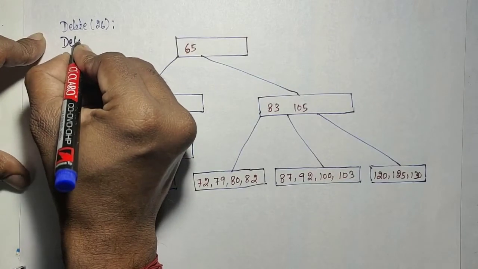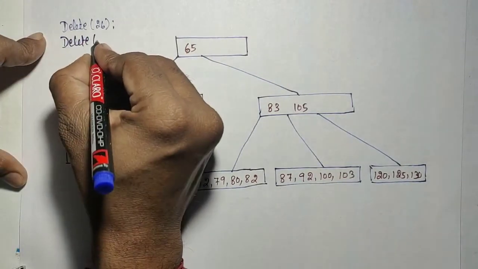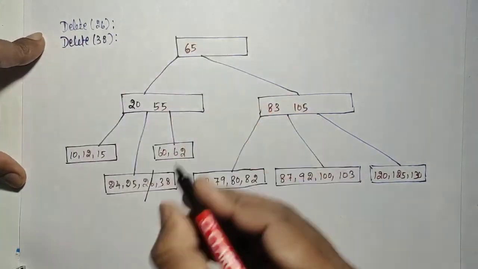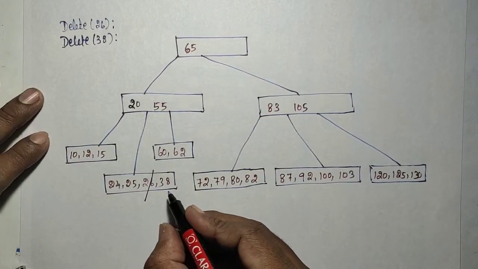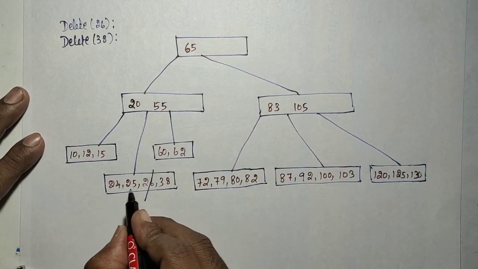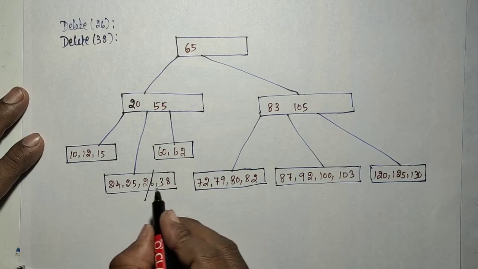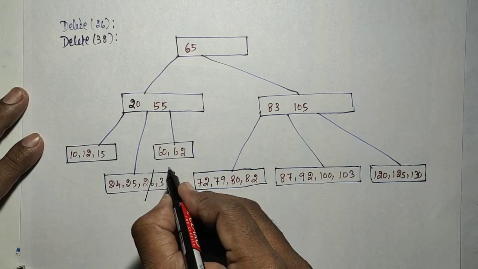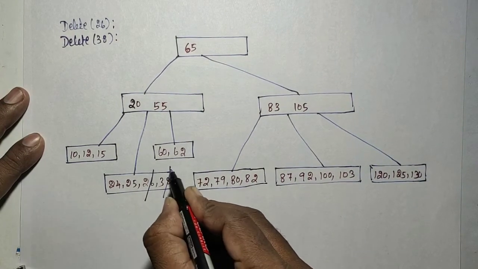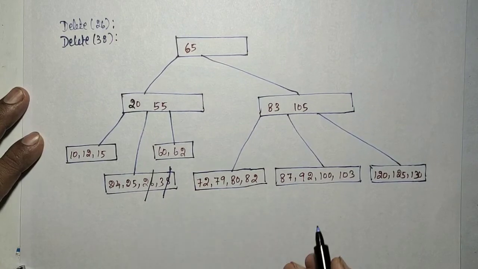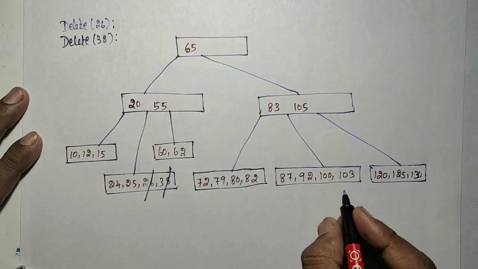Then delete 38. Here also it has more than three elements: 24, 35 and 38. So we can simply delete this. This also gets deleted without any modification to the structure. So 38 is also over.